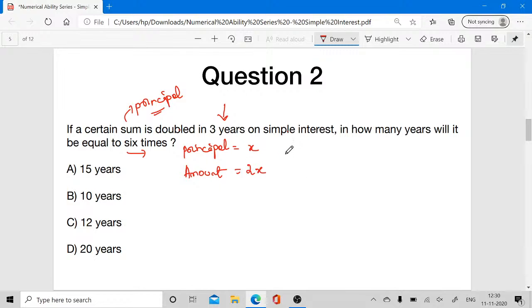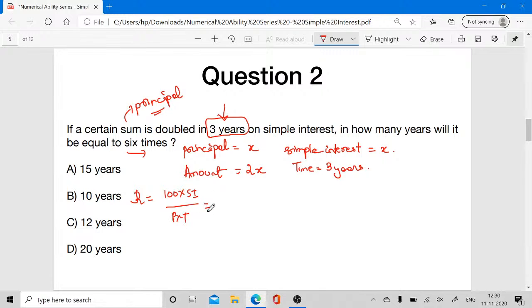And what is my simple interest here, people? My simple interest is also equal to x. Okay, my principal is equal to x, amount is getting doubled, so it is 2x. Simple interest is x. And what is the time given? The time is equal to 3 years. So you know the rate formula already, right? So it is given by 100 into SI divided by P into T.